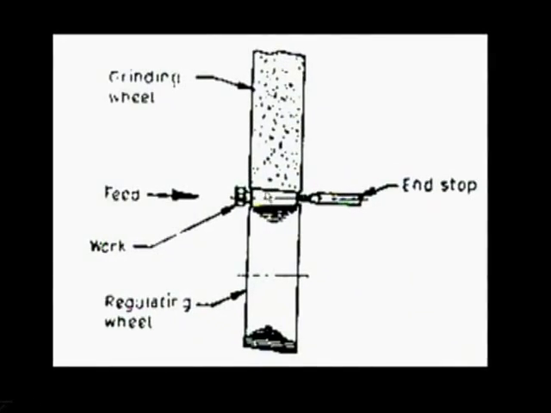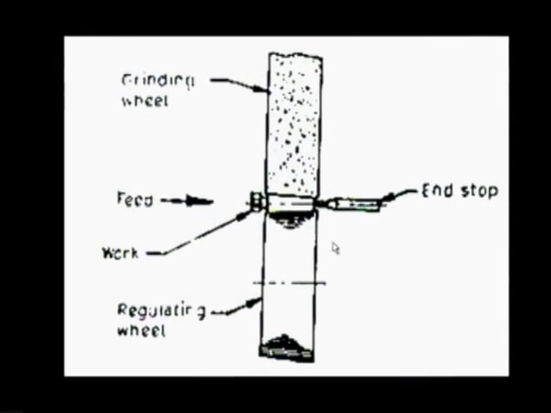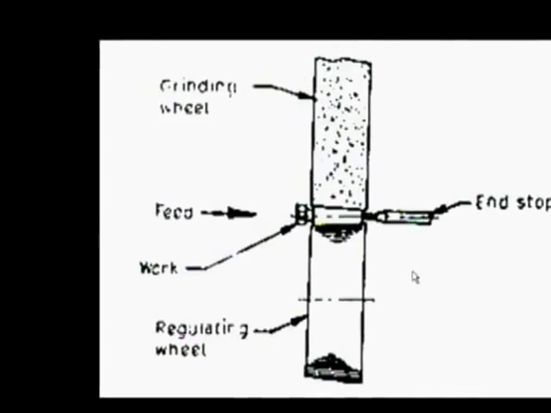Now, here you can see this is the tapered work, this is the grinding wheel, and feeding can be given in this direction up to what. Here this head is becoming an obstruction, so an end stop is given, so that you get the stop here. So, this particular thing, the tapers etc., can be done in this particular feed.